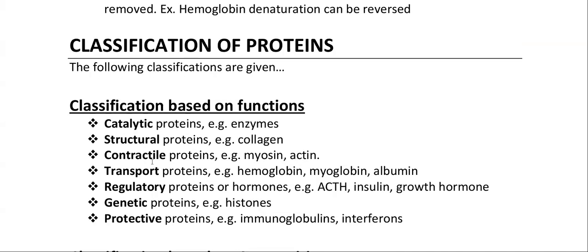Classification of proteins. The following classification is given, based on functions: catalytic proteins, which are enzymes; structural proteins, such as collagen; contractile proteins, myosin and actin; transport proteins, hemoglobin, myoglobin, albumin; regulatory proteins or hormones, ACTH, insulin, growth hormone; genetic proteins, histone of DNA; protective proteins, immunoglobulins, antibodies, interferons. So, catalytic protein, structural protein, contractile protein, transport protein, regulatory protein, genetic protein, protective proteins.